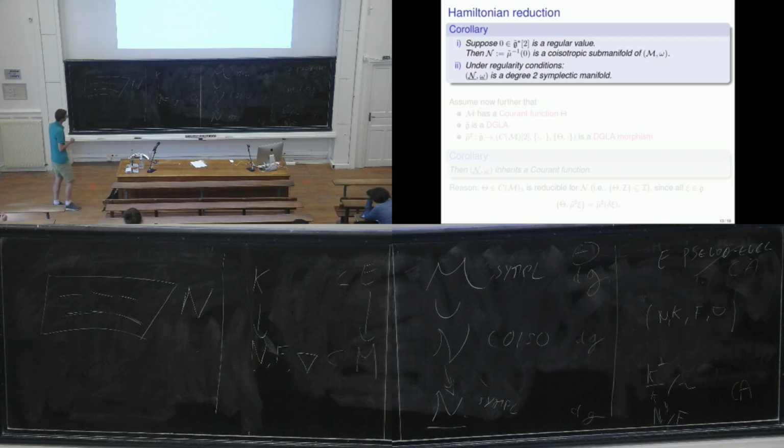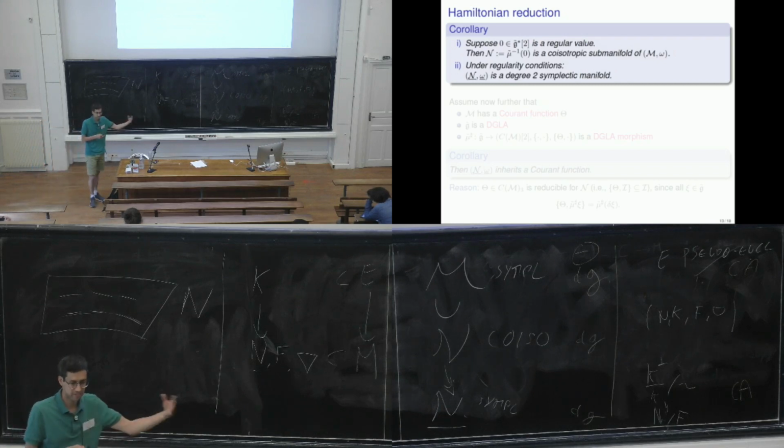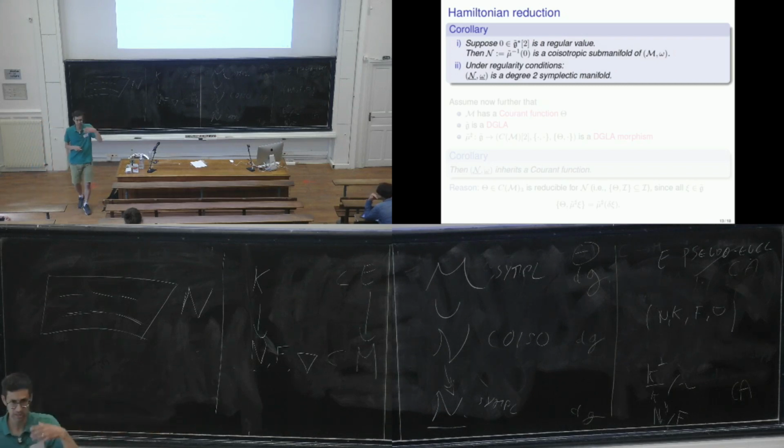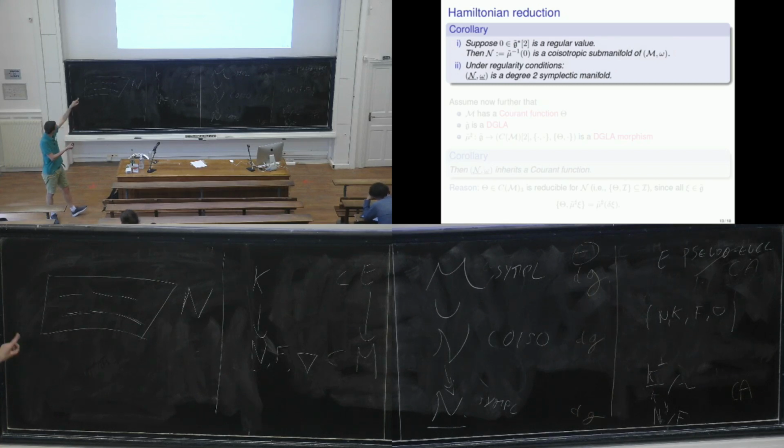Well, one can check that if 0 is a regular value of the moment map, and this makes sense also in the graded setting, then one can associate to it a submanifold of M, which I suggestively denoted by the inverse image of 0 under the moment map. Its vanishing ideal is given by pulling back the vanishing ideal of the origin in G tilde star 2. So that's coisotropic, one can check quite easily.